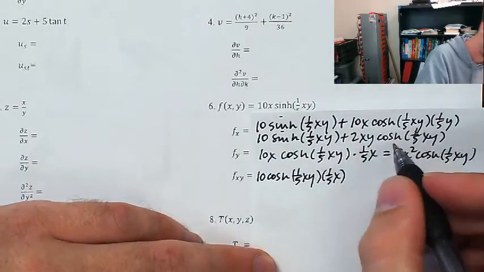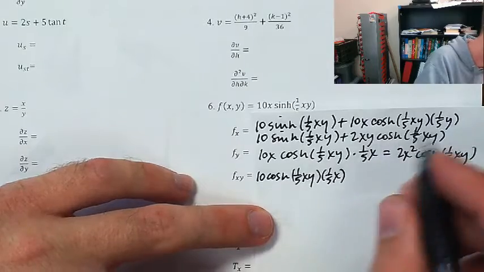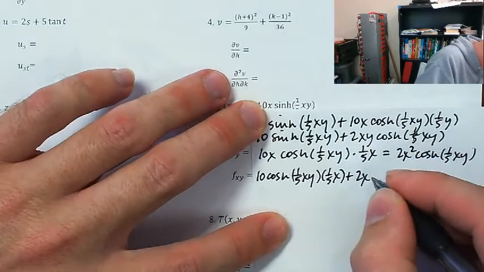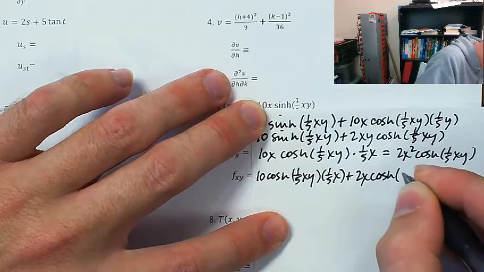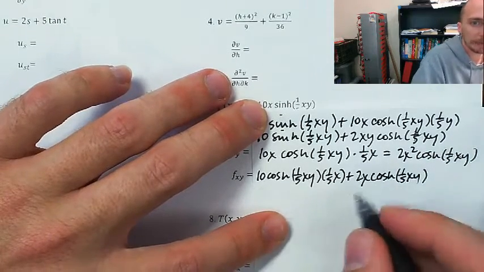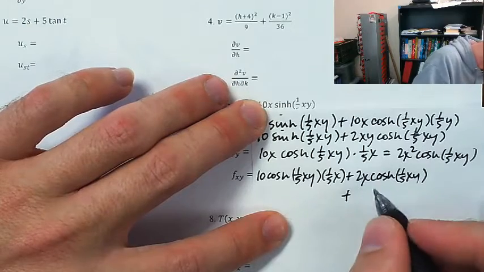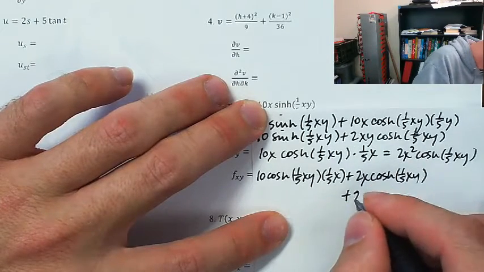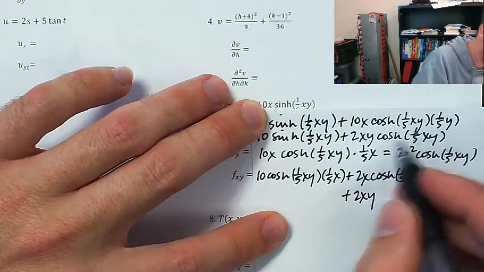Okay, fxy, this is going to involve product rule. Take the derivative of the first factor first, leave the second factor the same. Then I'm going to add in, and I'm sensing I won't have enough room, so I'm going to go down here, and I will leave the first factor the same. Take the derivative of the second factor.